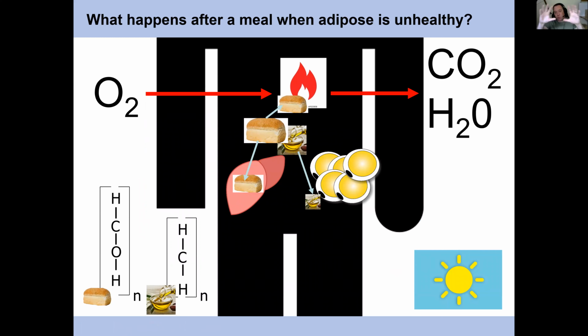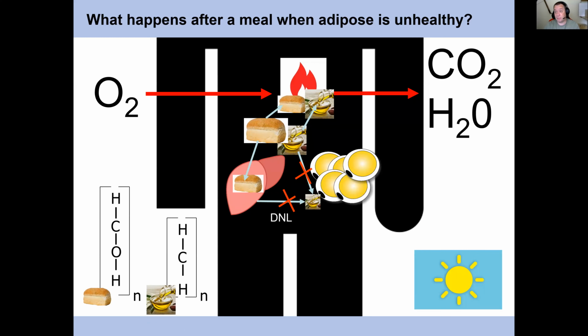So to summarize what we can think about in this case, what happens after a meal when adipose tissue is now unhealthy? Well, we've taken in the same nutrients as we did before, but now we're going to block the storage of lipid into the adipose tissue, and potentially block the storage of the newly synthesized fat into adipose tissue.